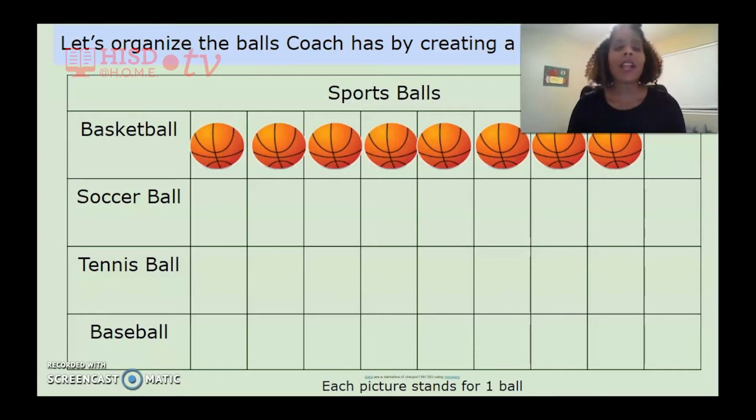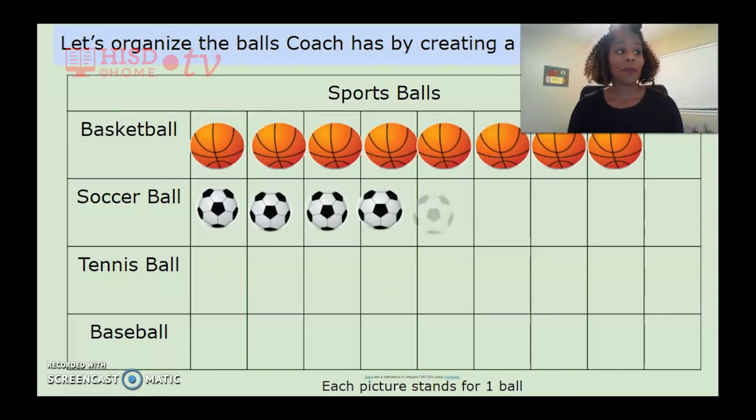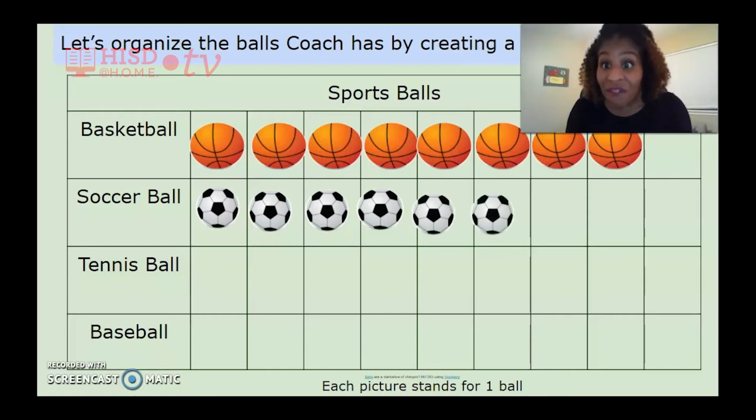Now, let's count the soccer balls. 1, 2, 3, 4, 5. Wow, he had 5 soccer balls. And so in that pile, we know he had 5 soccer balls.